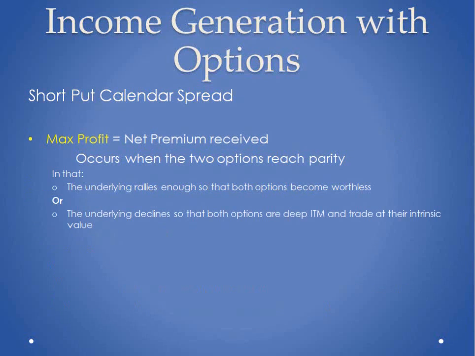The max profit is going to be the net premium received and occurs when the two options reach parity again. That is, the underlying rallies enough so that both options become worthless, or the underlying declines so that both options are deep in the money and trade at their intrinsic value. And remember, we're going to be implementing this strategy with the at the money strikes or just out of the money strikes, closest to the at the money.